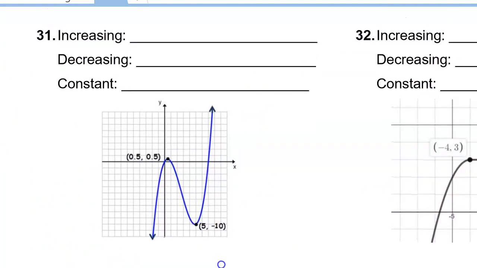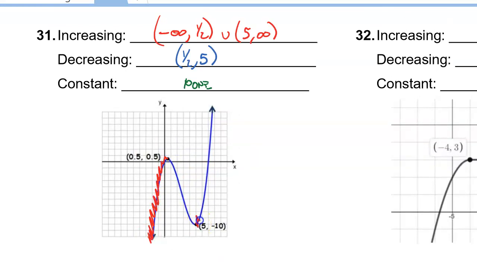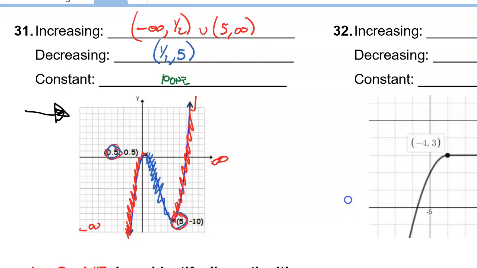Question number 31, where is this graph going up? Where is it going down? Where is it flat? You see the graph is going up in these two portions as we look from left to right. What x values is that? Well, that means from negative infinity all the way to 1/2, and then 5 to positive infinity, our graph is increasing. The graph is going down in this region, that is from 1/2 to 5. And this graph is never flat, so it is never constant.